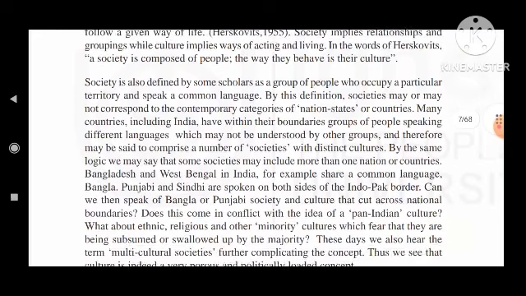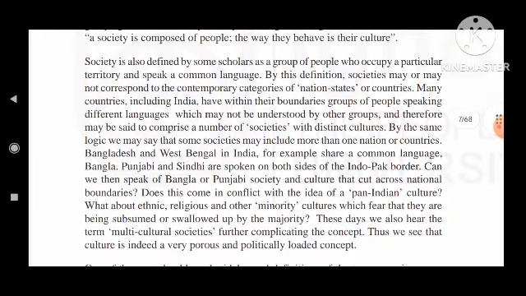So society is also defined by some scholars as a group of people who occupy a particular territory and speak a common language. By this definition, societies may or may not correspond to the contemporary categories of nation states or countries. Many countries, including India, have within their boundaries groups of people speaking different languages which may not be understood by other groups, and therefore may be said to comprise a number of societies with distinct cultures.